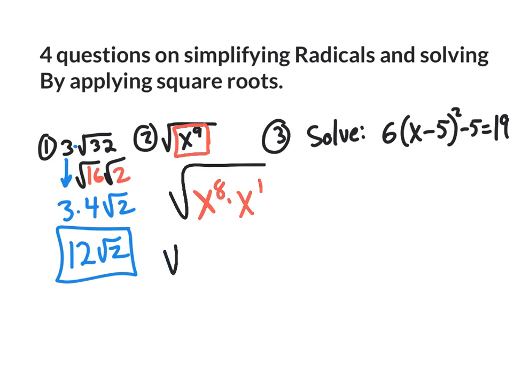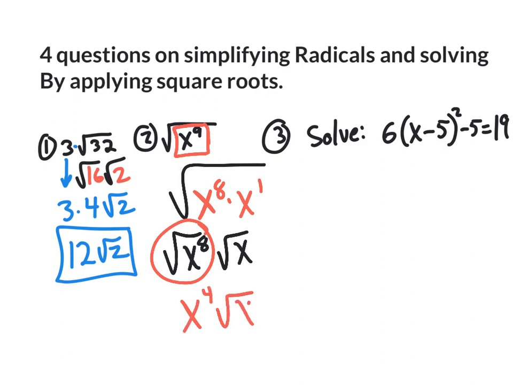I'm going to split the root now, the square root of x to the 8 and the square root of x. And we could now do this square root of x to the 8th, which is what? X to the 4th. Bring down the square root of x, you're done. Man, my hand's going numb of writing so much. I should stop after I do the number 3.